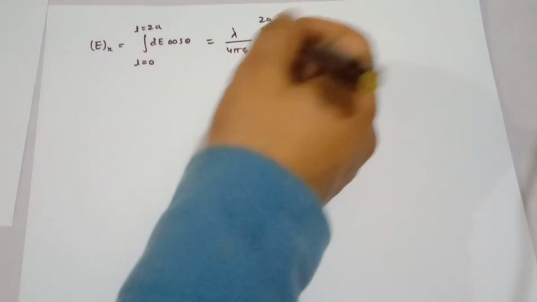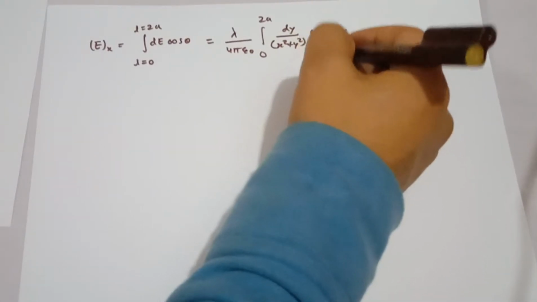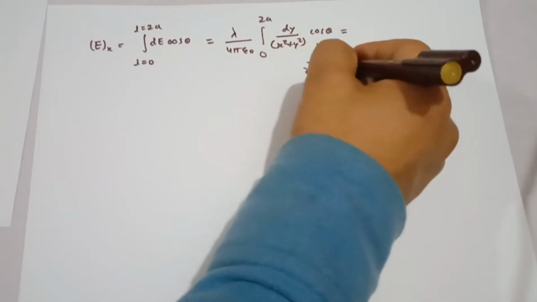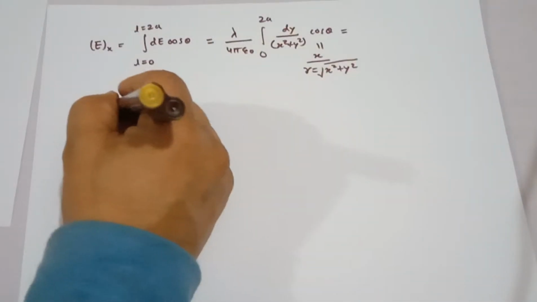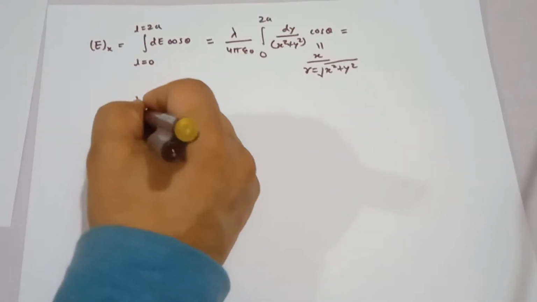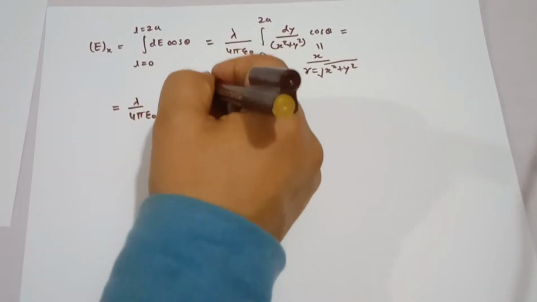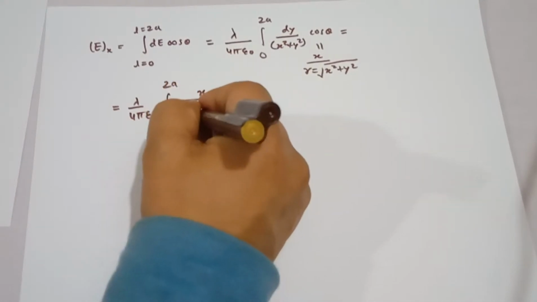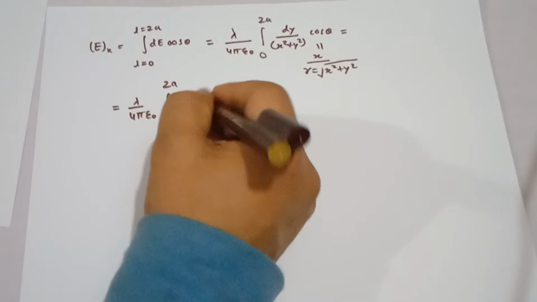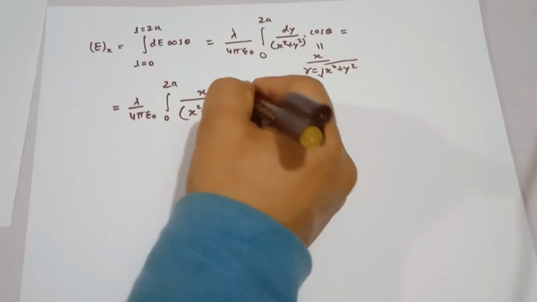Okay, so you can write here that cos theta should be x divided by r, and this r is nothing but the square root of x square plus y square. So the equation should be converted into lambda divided by 4 pi epsilon naught, integral from 0 to 2a, of x divided by x square plus y square. This is power 1 and this is power 1 by 2, so that should be 3 by 2, into dy.